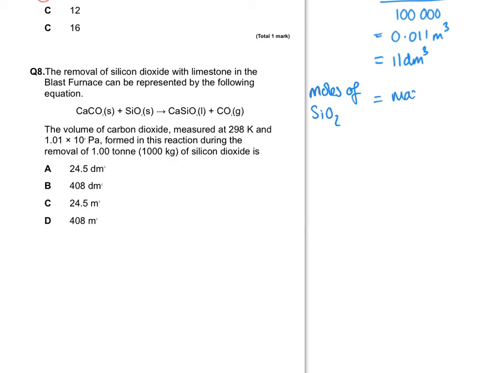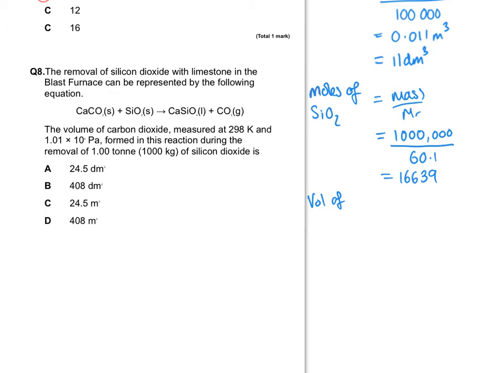If we want to use mass over MR, we wouldn't need to do this if we were converting the final value back into a mass, but we're not. We're using the ideal gas equation, so we've got to convert this. If it was 1,000 kilograms, that's going to be 1,000,000 grams. Divide that by the MR. And that gives us quite a few moles, but actually for 1 tonne, that's not unreasonable.